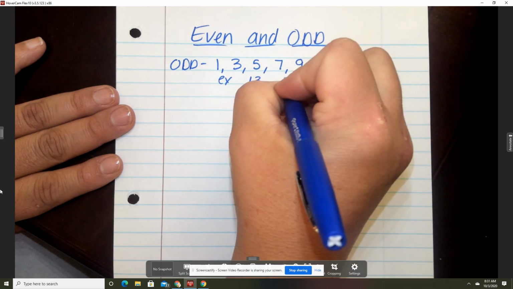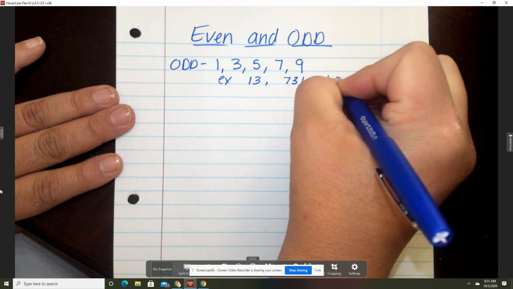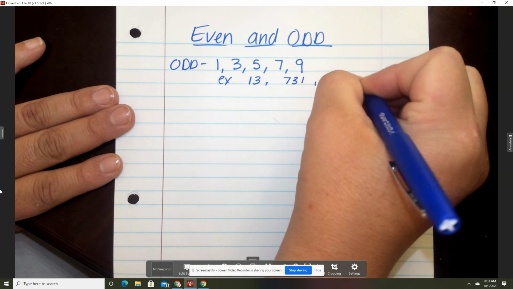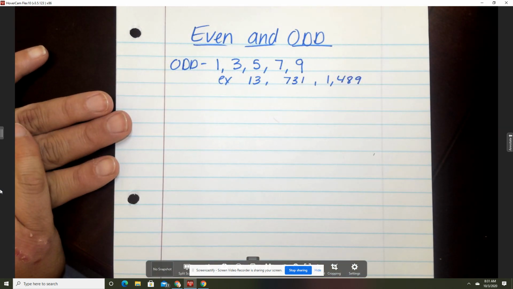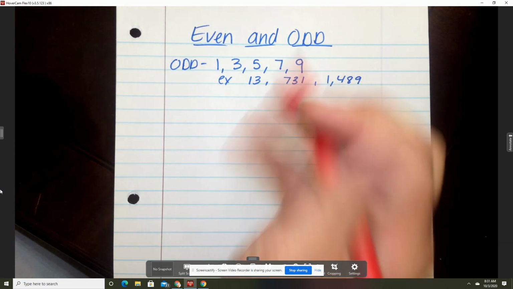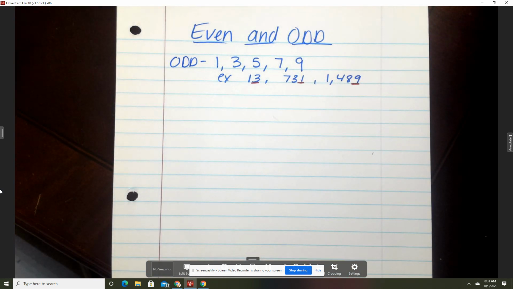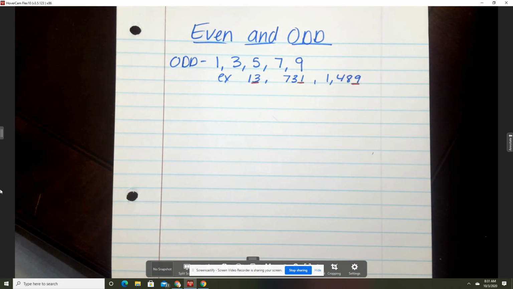Okay. So examples would be 13, 731, 1,489. Those are all odd numbers. Okay. Because they have an odd number in the one spot. So to be odd, you have to have the odd number in the one spot.